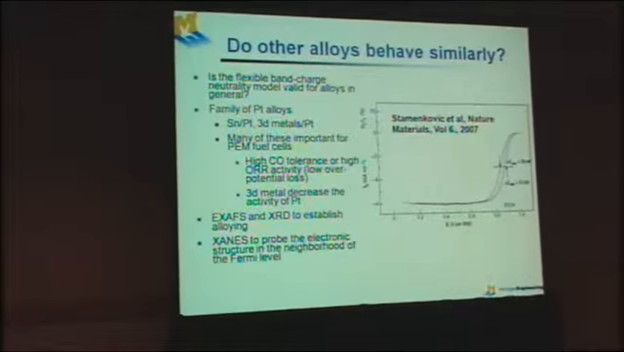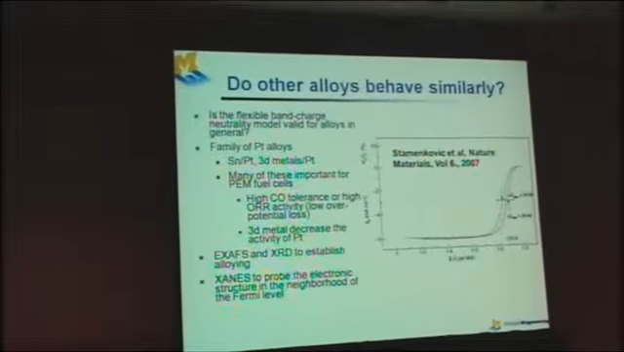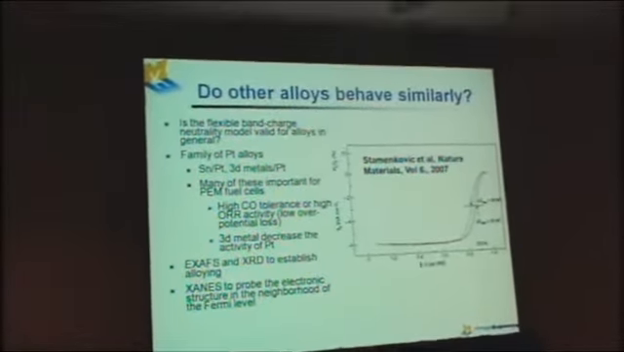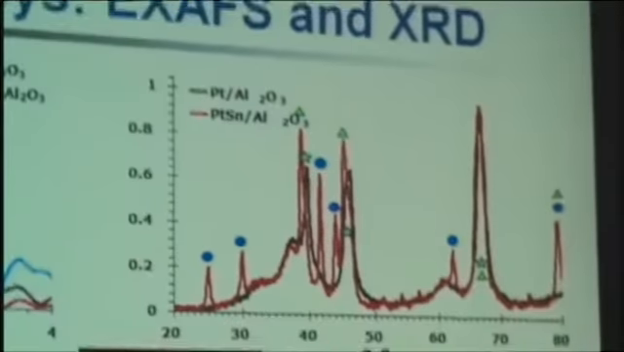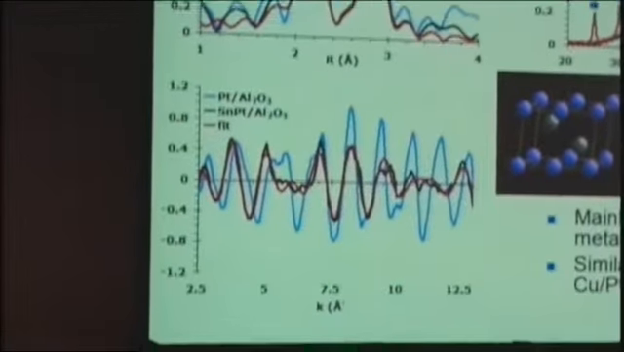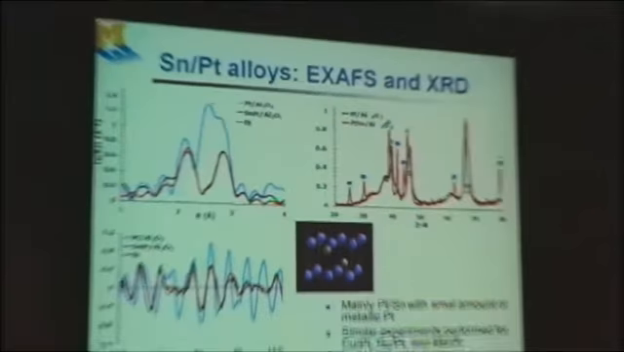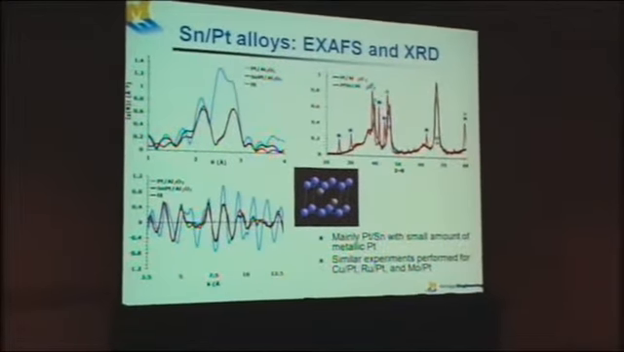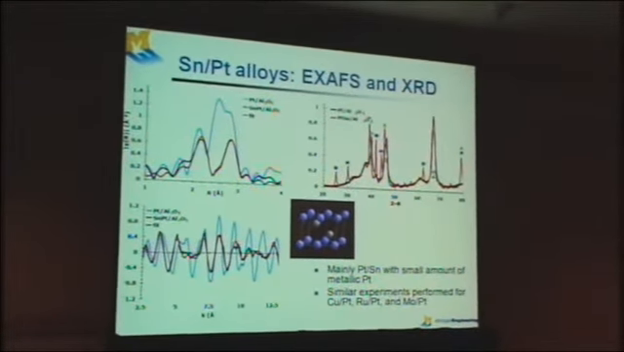Now, in order to probe the electronic structure of platinum, we use XANES, near-edge spectroscopy, and in order to establish alloying, we use EXAFS and XRD. I'm just going to show EXAFS results for the case of the Sn platinum alloy, but we have obtained similar results for copper platinum, ruthenium platinum, molybdenum platinum, and so on. What you see here is that when you look at the spectra, the spectra change significantly as you form the alloy, and we can fit this new spectrum very nicely. The fit is in red, and the dark is the Sn platinum alloy, and we can fit this using this alloy structure that I have here, the unit cell. Here you see the fit is very good in real space and in phase space.